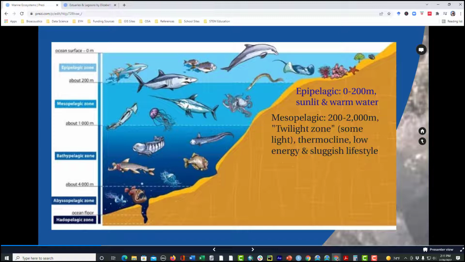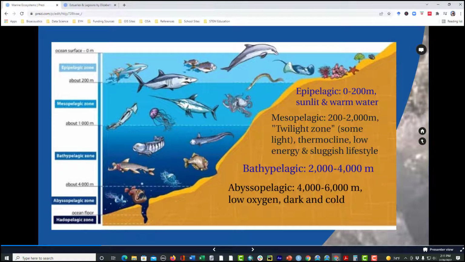And a lot of that depends on proximity to the benthic region and so on. There's just a couple of swaps of terminology, from euphotic zone to epipelagic. Within the mesopelagic zone, we find that steep change in the thermocline. There's going to be low energy and a sluggish lifestyle. The bathypelagic is 2,000 to 4,000 meters. Abyssopelagic is going to be 4,000 to 6,000 meters and have a very low oxygen level, as well as be quite dark and cold.